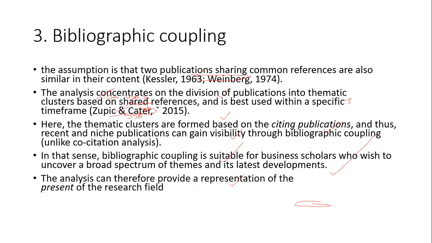Then bibliographic coupling. The assumption is that two publications sharing common references are also similar in their content. Remember I said that if I write a paper and cite Jensen and Meckling, and then Ruzhidzo writes his paper and also cites Jensen and Meckling, then a technology writes his paper and also cites the same authors. What it means is that there is probably something about these authors and the theme that they are addressing.